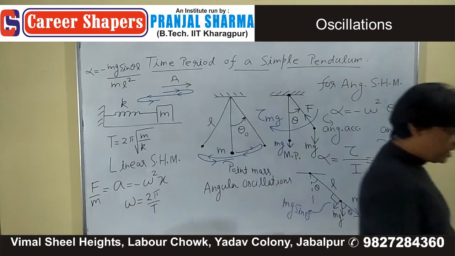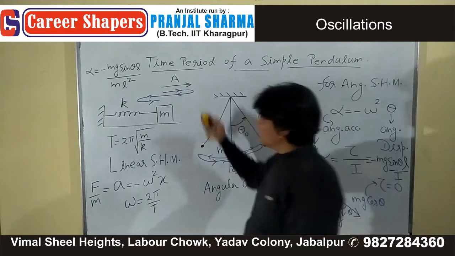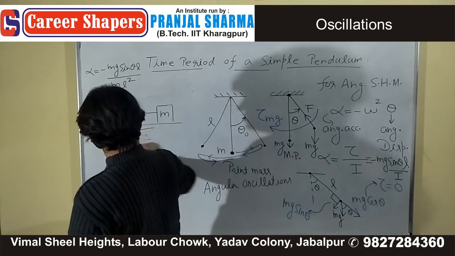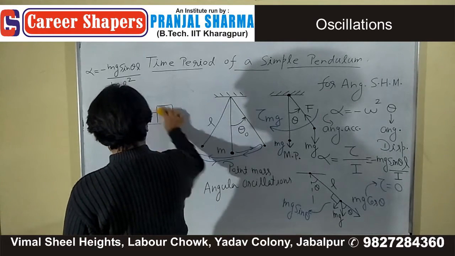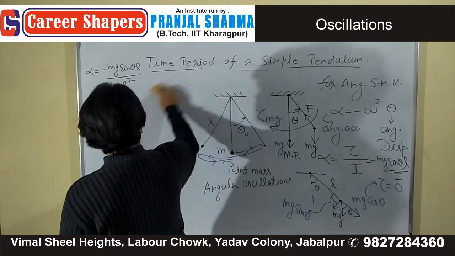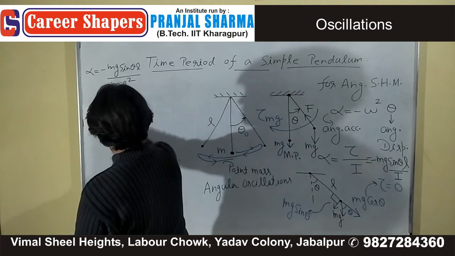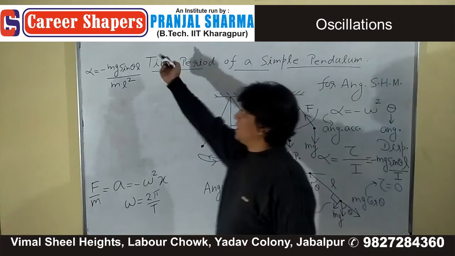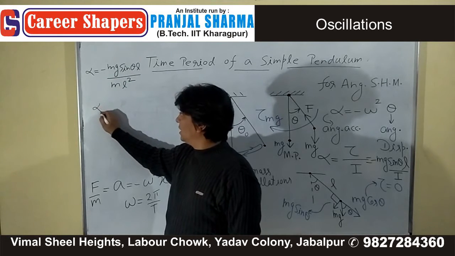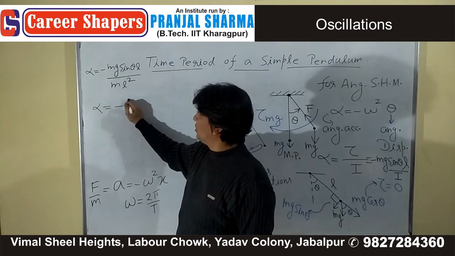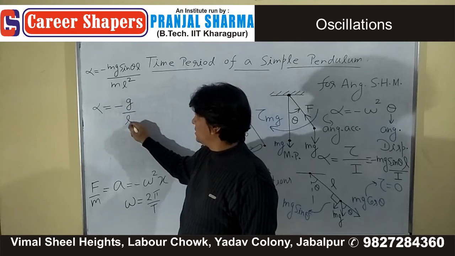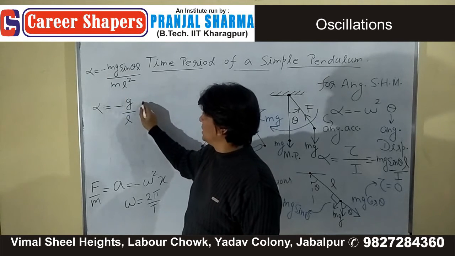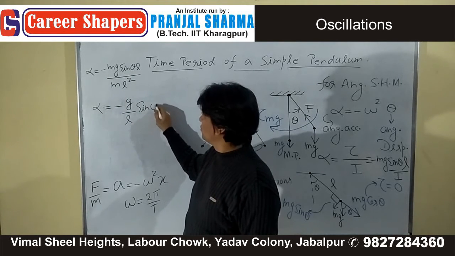Once you got your alpha in this form, simplify the whole thing. When we simplify this part, you see m cancelled, alpha is coming minus of g divided by L, L square cancels, m gone, sine theta.